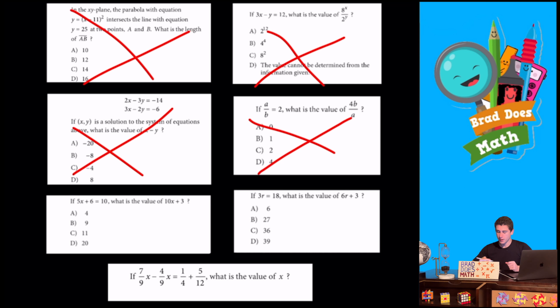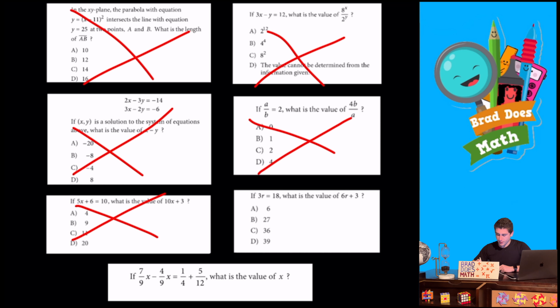No good there. Value of 10x plus 3. Now, if you really want to manipulate your problem, you could double both sides to get 10x plus 12 equals 20, and then subtract off 9 to get 10x plus 3. That's a little more complicated. If you think you can do it, give it a go and check your work. But we're not going to want to use that strategy here.